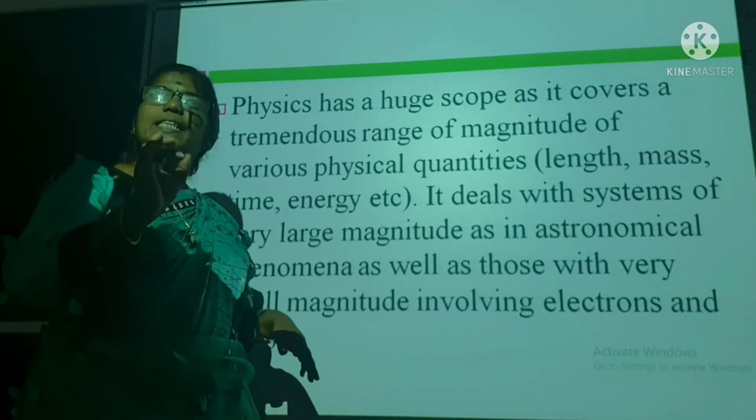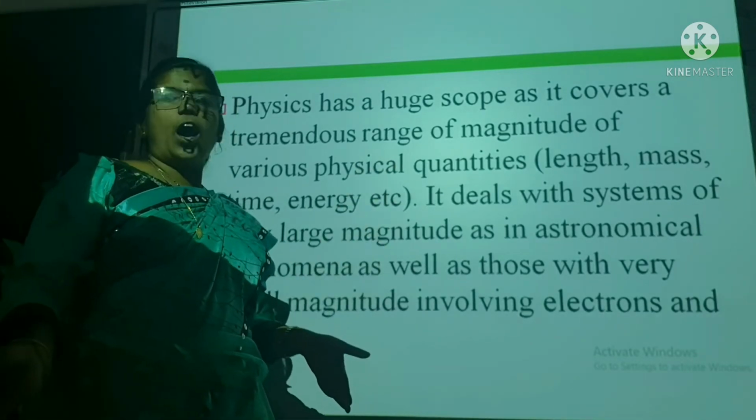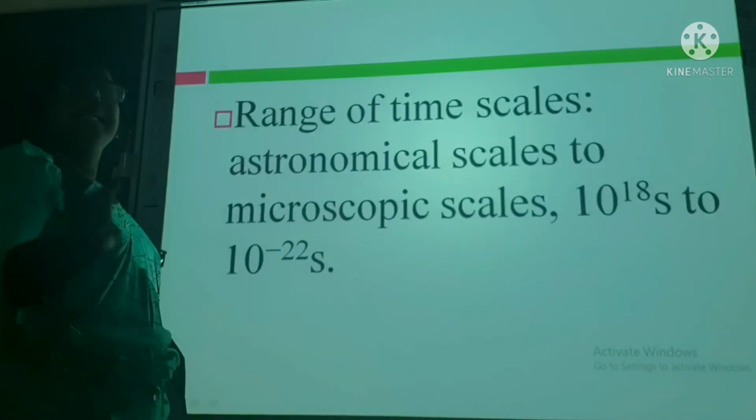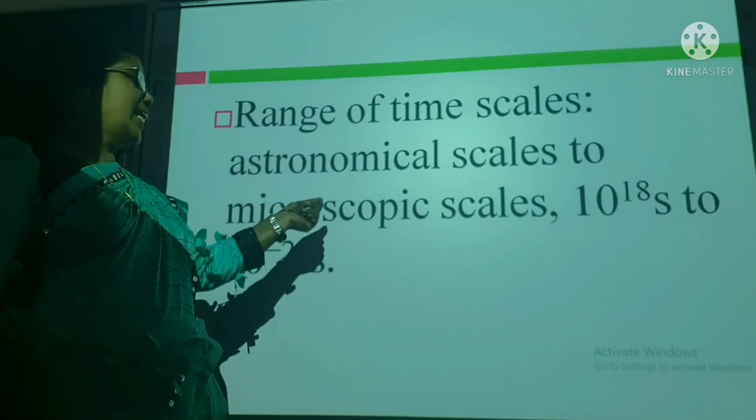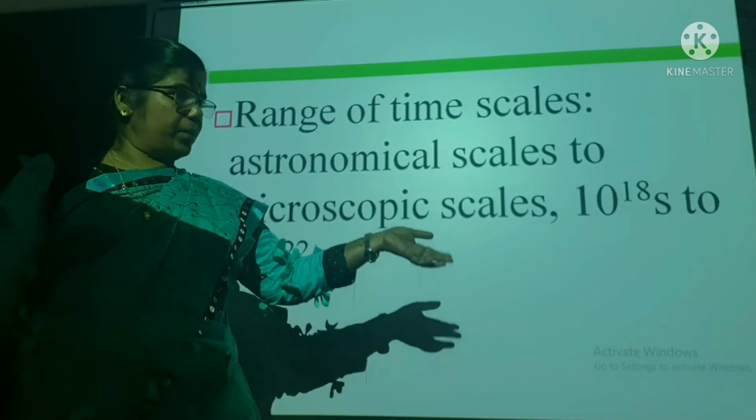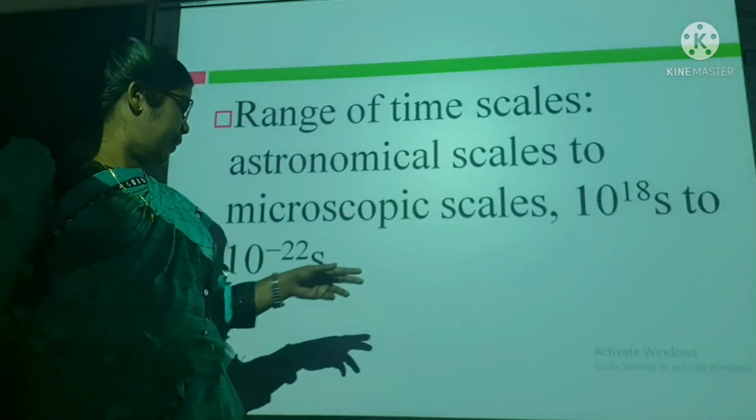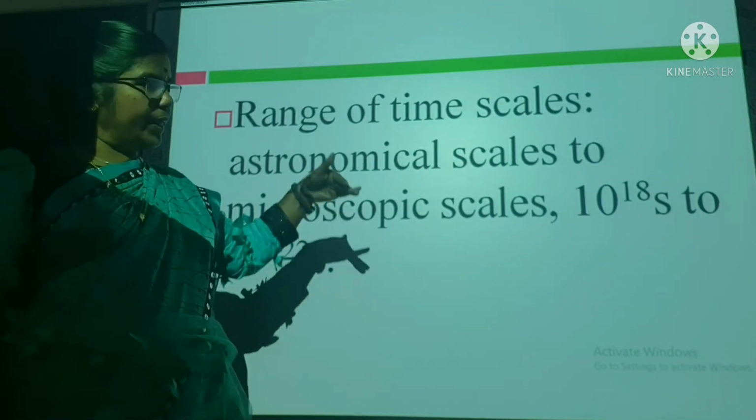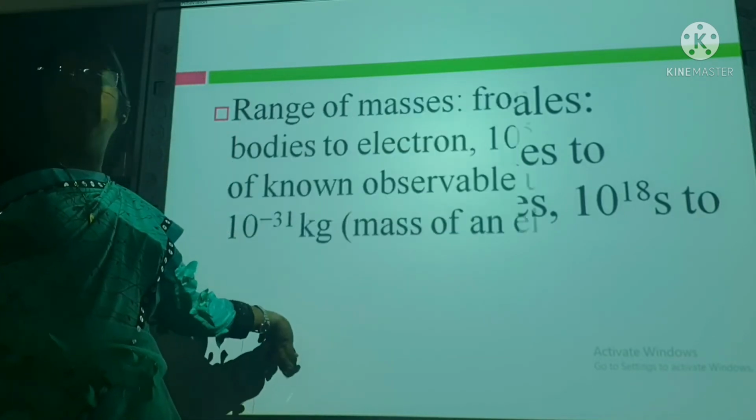So physics deals with very huge objects, of the size of a star or the universe. Like that, a range of time scales from astronomical to microscopic scales are used. That is, time can be from 10 power 18 seconds to 10 power minus 22 seconds, from very high time to a very micro time.